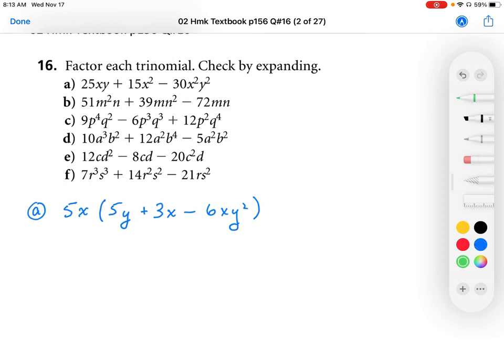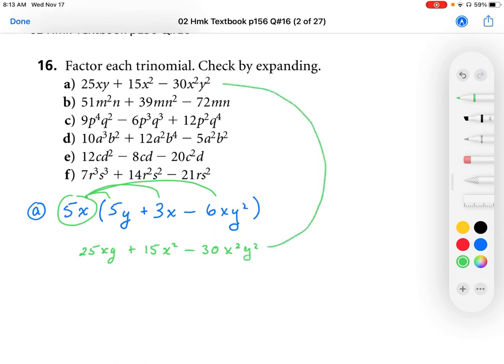It does ask us to check by expansion, so expansion means that we're going to take that term and distribute it across the pluses and minuses. When we do that, we get 25xy plus 5 times 3 is 15. X times x is x squared. 5 times 6 is our 30. X times x gives us x squared. And we have the y squared there. So these match. So we have factored this correctly.